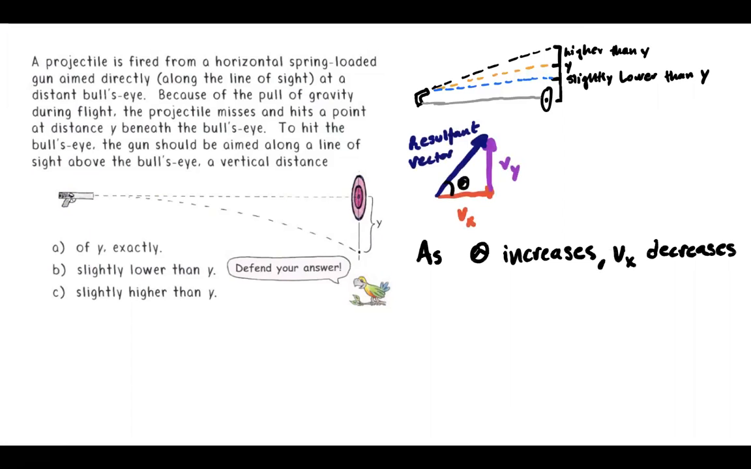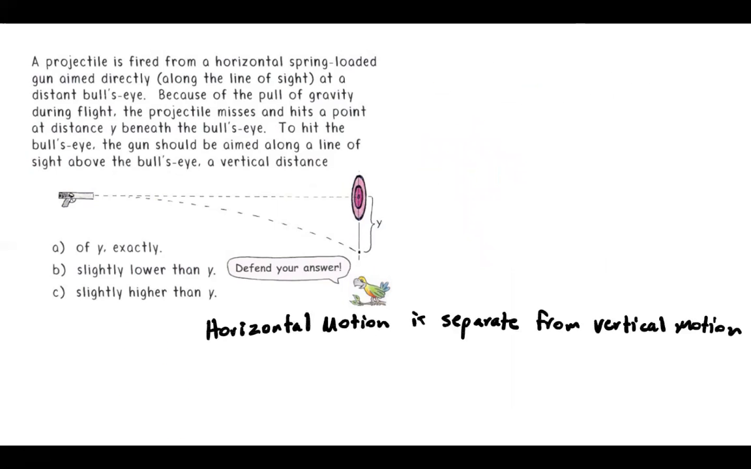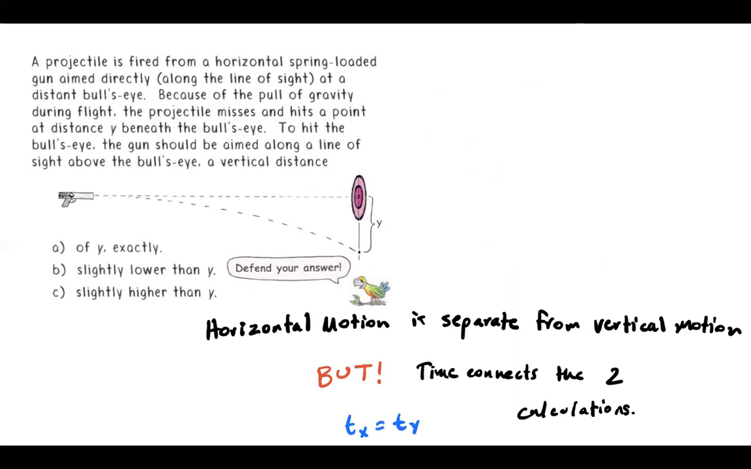If we increase the angle, the horizontal velocity decreases because of trigonometric ratios. We can then rearrange d equals vt to get v equals d over t, and we see an inverse relationship. As we decrease the horizontal velocity, we increase the projectile's time in air. Projectile motion is formed by vertical motion and horizontal motion, but the variable that connects the two is time. Since we know our time increases, we can then use our next kinematic formula to find vertical distance.